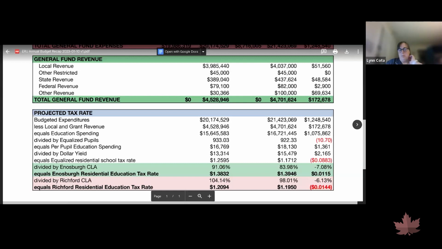So 50-50 would be 70. Call it 70 or 75. Which do you want to do: buy down more taxes or put away more money?